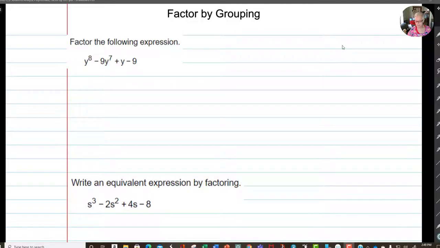Okay, we're going to factor by grouping. In particular, we're going to factor by grouping four-term polynomials. Let's begin. Here's the method.